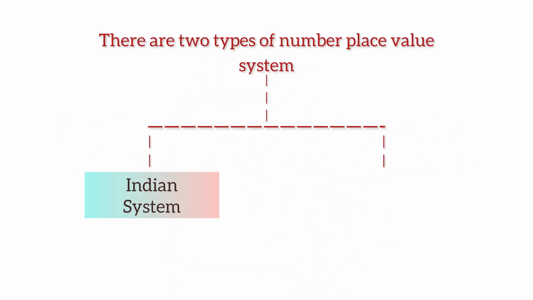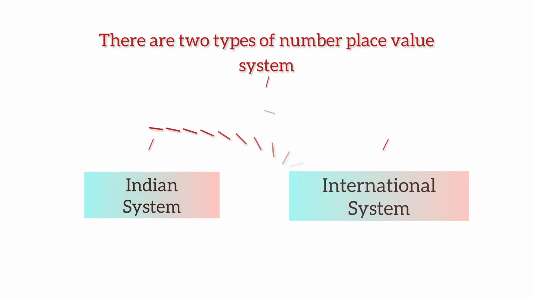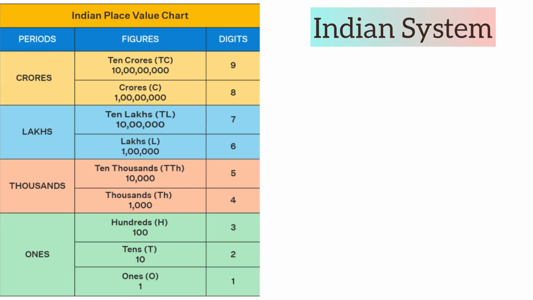There are two types of number place value system. One is the Indian system and the other one is the international system. If you take a look at the Indian system, we classify into three types: periods, figures or places, and digits. In periods, we classify into four types as ones, thousands, lakhs, and crores.